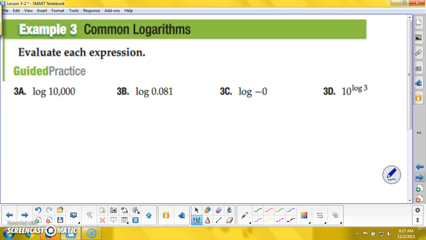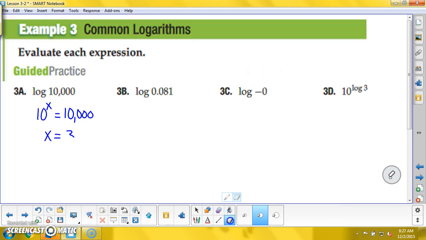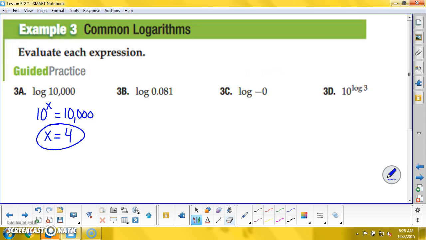More on common logs. Here we got a common log of 10,000. So 10 to the x equals 10,000. Thus, x equals 4. Let's erase that. Because 10 to the 4th is 10,000.